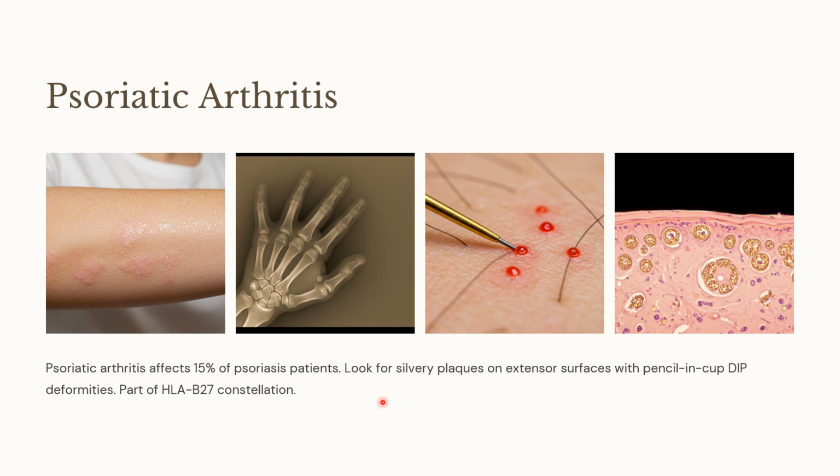Psoriasis is actually a part of the HLA-B27 constellation. What is the HLA-B27 constellation, PAIR? P stands for psoriasis, A stands for ankylosing spondylitis, I stands for IBD, and R stands for rheumatoid arthritis or reactive arthritis.